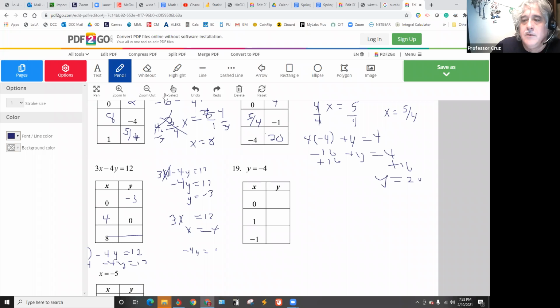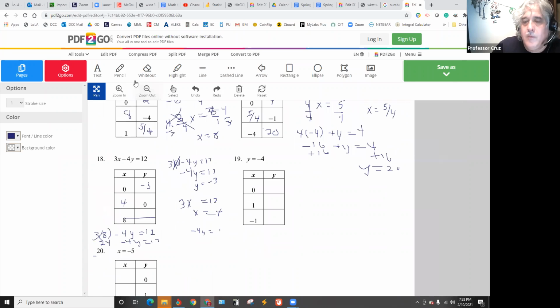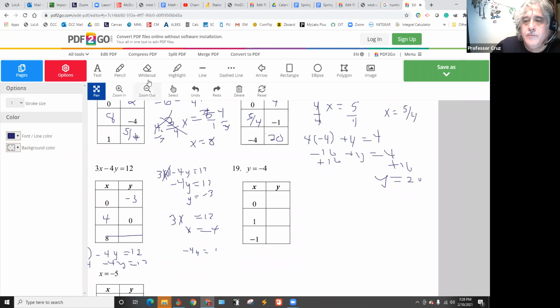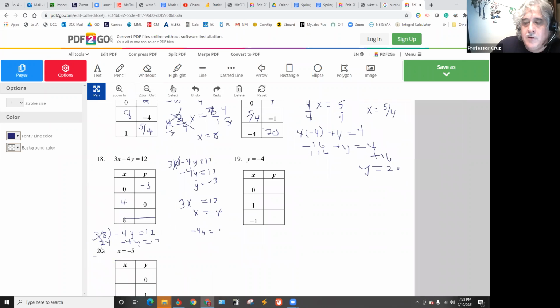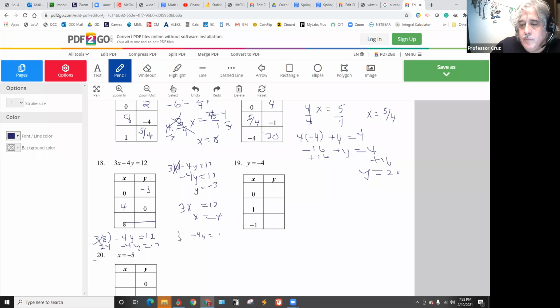I'm sorry. I can't go out that far. Right there. So this is -24, to get rid of that positive 24. And then this is 12 minus 24. So what we have left is -4Y is equal to -12, or Y is equal to 3. So that's a 3 there.